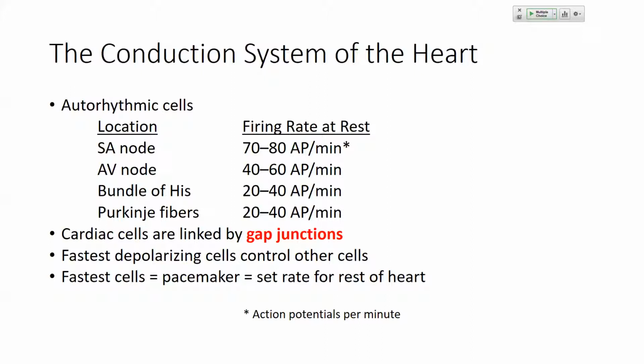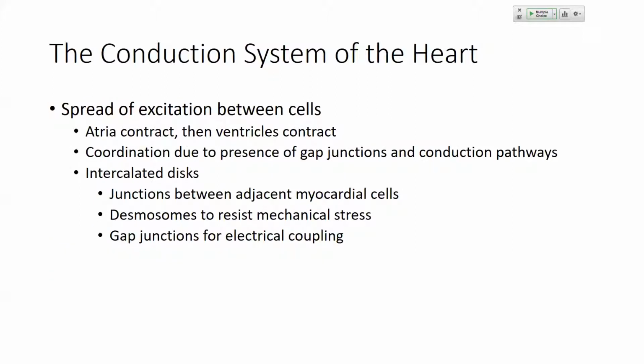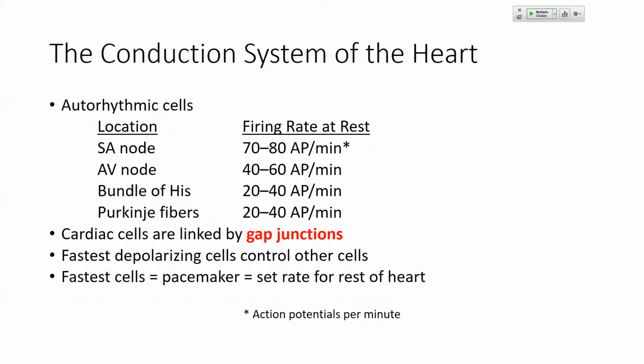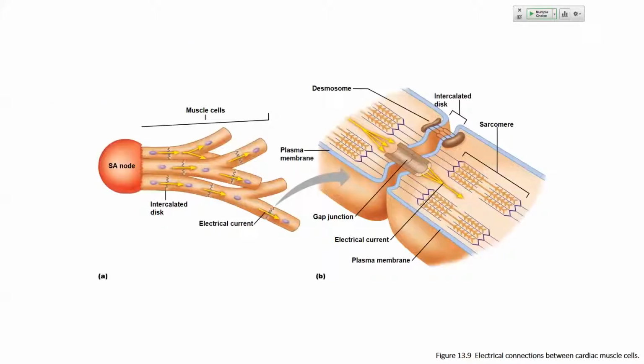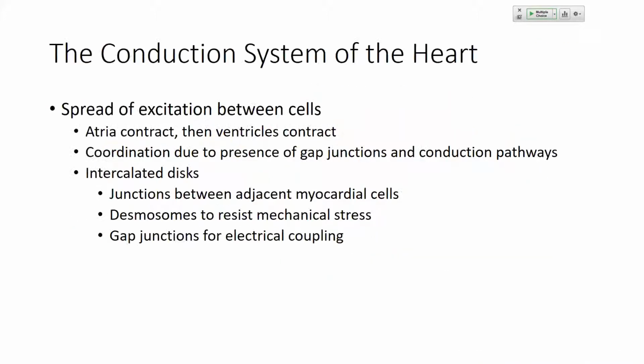So the fastest depolarizing cells, which are the pacemaker cells, or the SA node in this case, is what really controls the other cells. Right? So the fastest cell, the SA nodal cells, set the tone or set the beat, and the other cells will follow. Okay? Right, so let's take a look at, actually, let's keep going here.